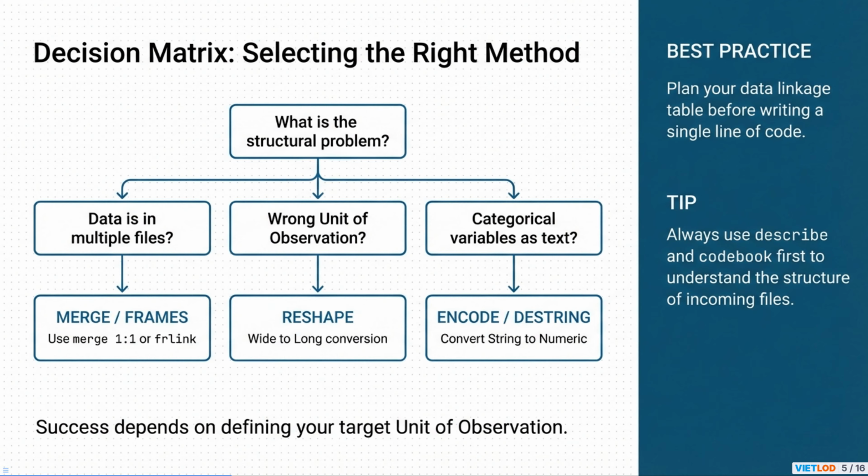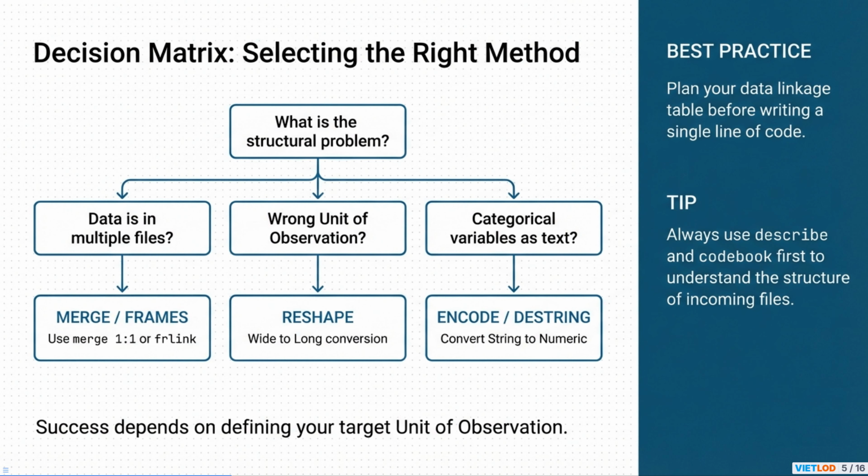This slide presents a decision matrix to help you select the appropriate data management method based on the structural problem you're facing. The first common problem is having data spread across multiple files. The solution here is to use the merge command, or the more modern frames functionality to combine them, typically using a one-to-one merge, or frlink.